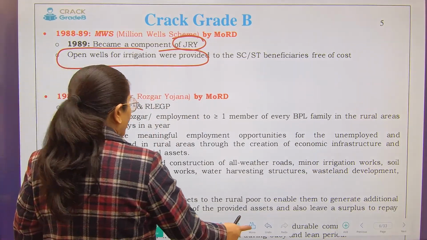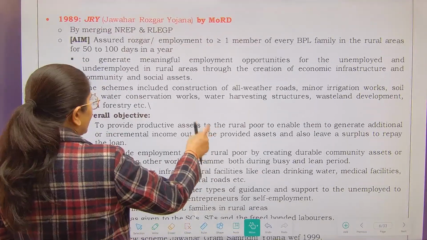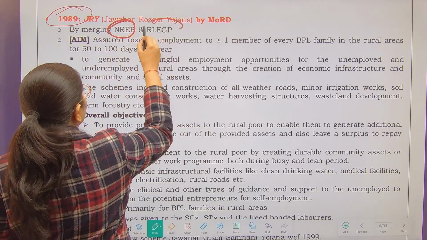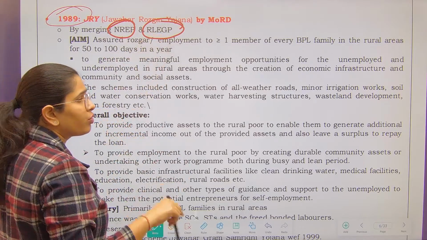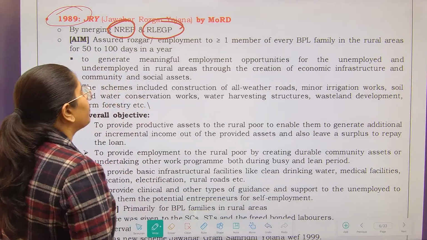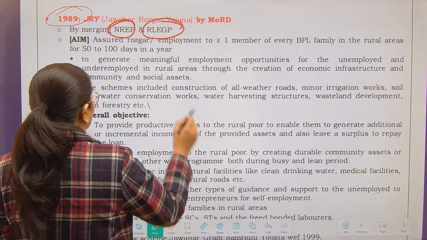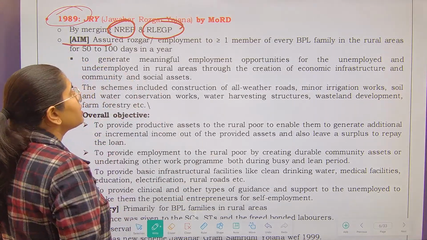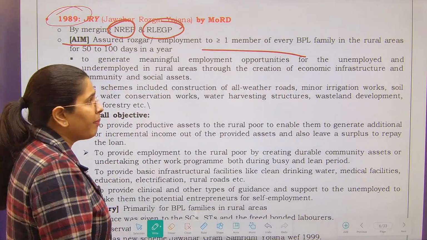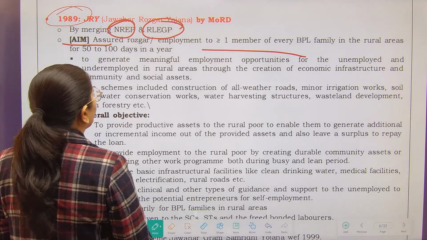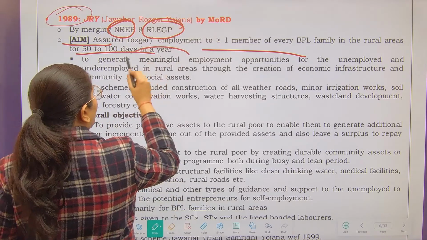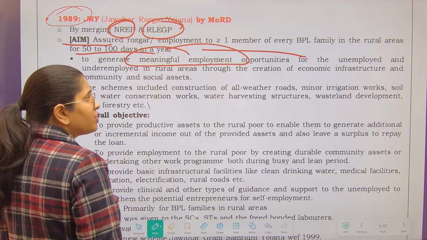Next is Jawahar Rojgar Yojna, launched in 1989. When it was launched, these two particular schemes, the National Rural Employment and the Landless Labour Scheme, both employment related schemes, got merged under Jawahar Rojgar Yojna. The aim of this scheme was to provide assured employment to at least a member of every BPL family in the rural areas for 50 to 100 days in a year, so that meaningful employment and economic infrastructure can be created.